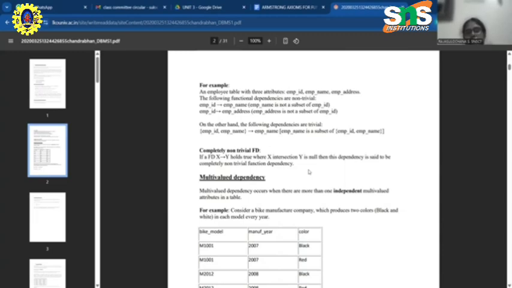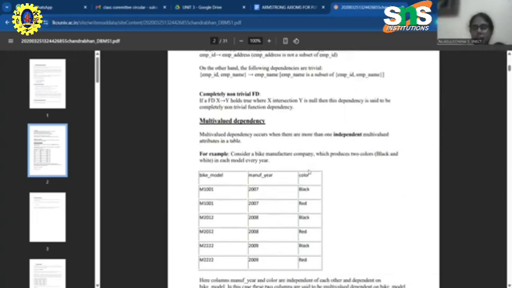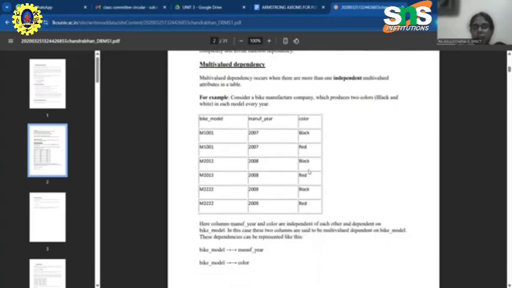For example, consider a bike manufacturing company which produces two colored bikes. One is black color and other one is white color. So these two colored bikes are manufactured in every model each year. Here is a relation. So if you look at the relation, the manufacturing year column and colors are independent of each other and they are dependent on the bike model. In this case, these two columns are said to be multi-valued dependent on bike model.